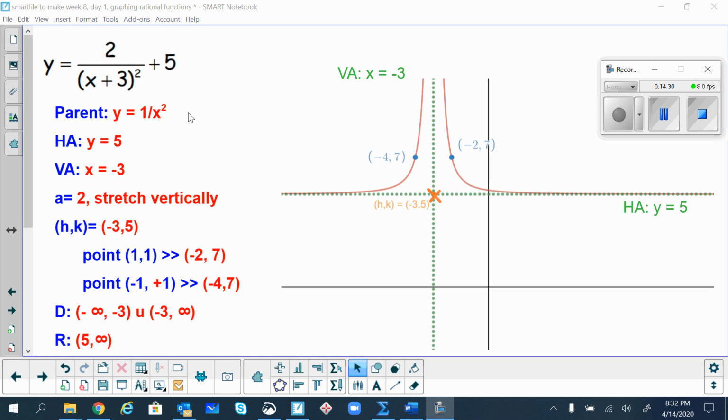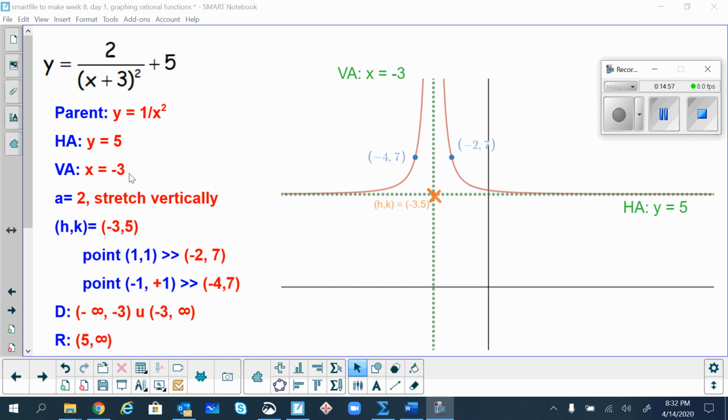As we mentioned before, the parent function is y equals 1 over x squared. And with this parent function, we notice that both parts of the curve go in the same direction. We want to identify our horizontal asymptote. Our horizontal asymptote is always y equals k. So our horizontal asymptote is y equals 5. Sketching it on the graph with a dashed line, and we also want to label it.